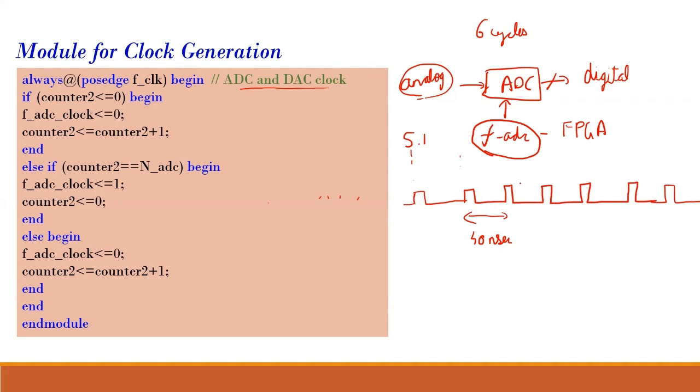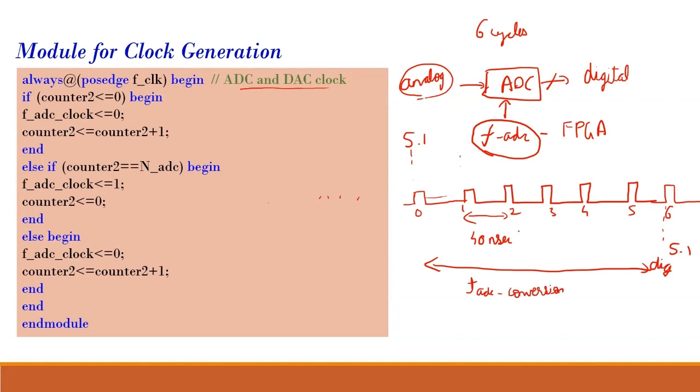Like, this is the 0 instant. Then 1, 2, 3, 4, 5, 6. At the 6th ADC clock cycle, I will get 5.1 in terms of digital. Okay. So this is my delay. This is my ADC delay. This is my conversion delay. The ADC conversion delay.